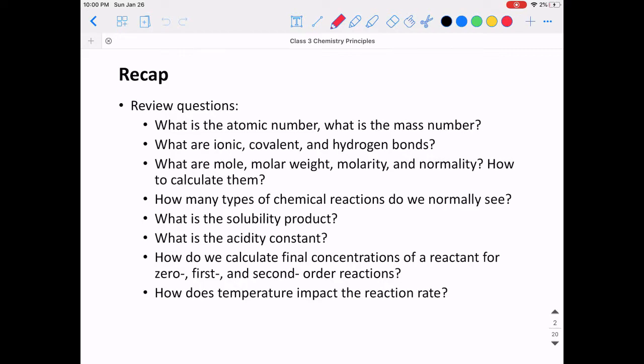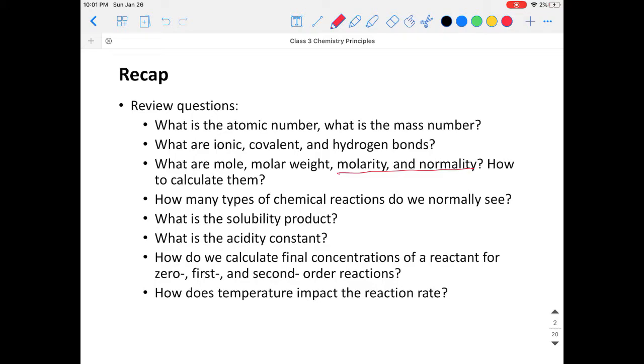In our last class, we mainly went through quite many basic chemical concepts, right? For example, what is atomic number and what is mass number. This is related to the structure of the elements. We also learned what are ionic, covalent, and hydrogen bonds, which are related to the forces being applied onto the ions or the elements. And also what are the mole, molar weight, molarity, and normality. In this class, we're going to learn more about the molarity and normality in water and wastewater treatment, and also how to calculate them.